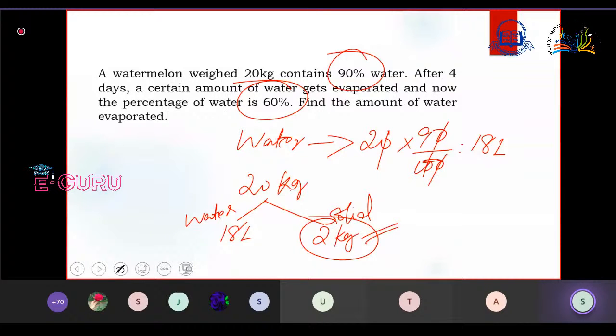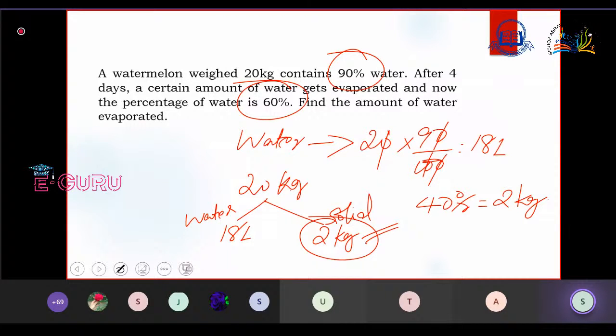So we can say that in the current mass 40% equals to 2 kg. In the current mass 40% equals 2 kg, because 2 kg is the fixed value. Solid value never changes. Solid value always remains the same unless someone eats it, right? Otherwise that solid value will remain the same.